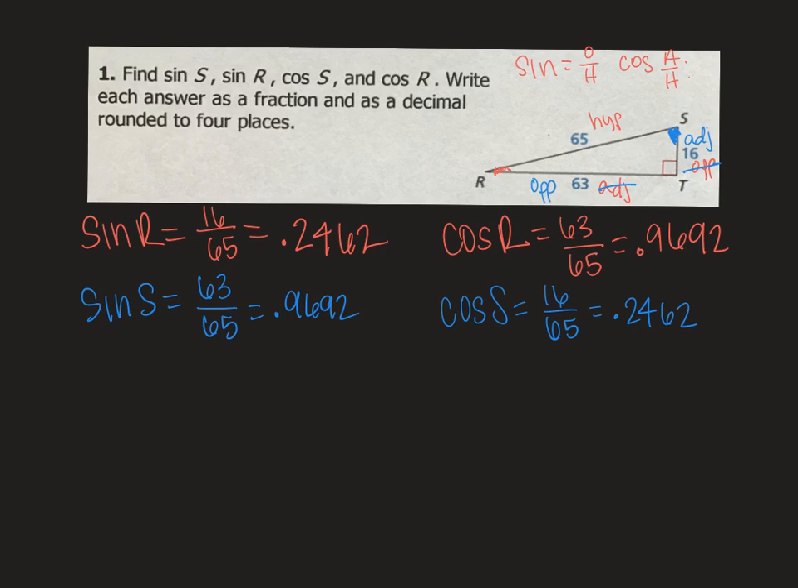So you notice that the sine of angle R and the cosine of angle S are the same, and sine of angle S and cosine of angle R are the same. So they just flip-flop.